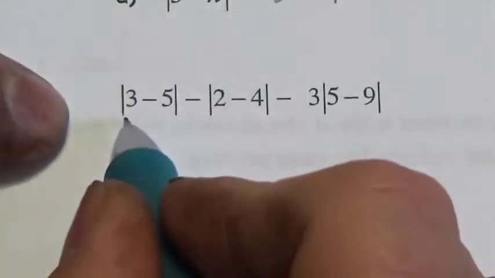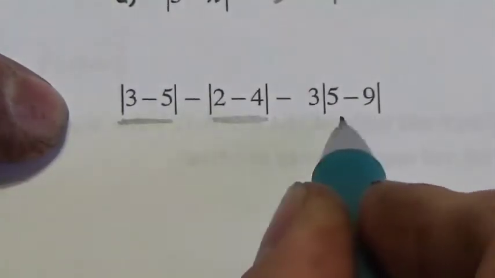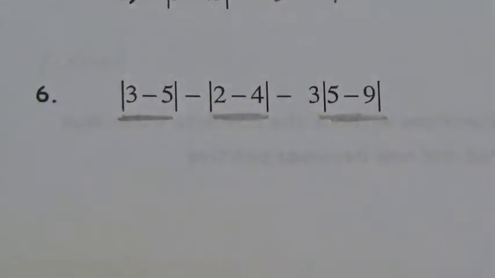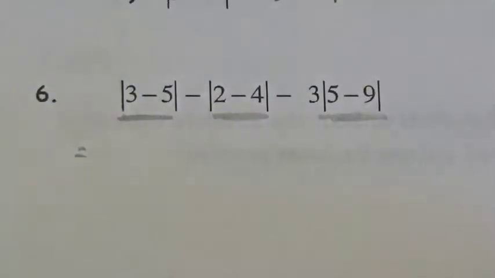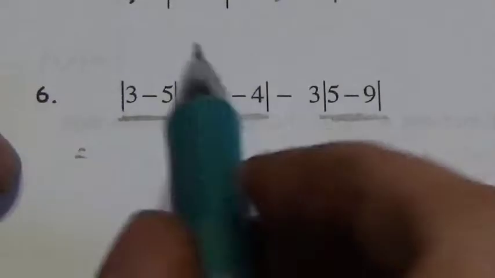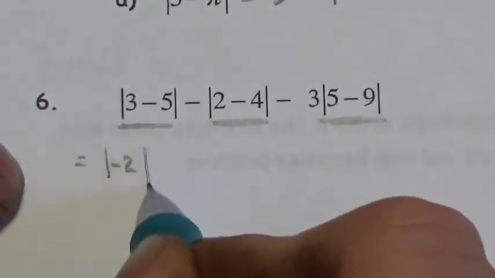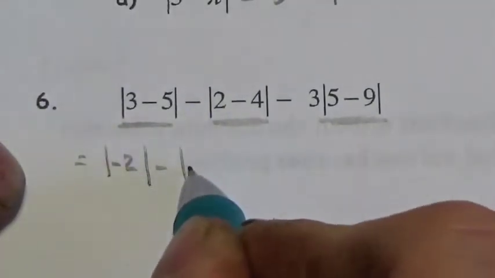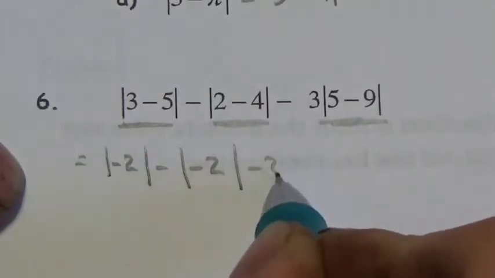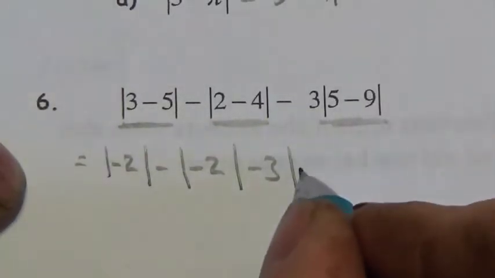All right, now let's make it a little bit more complicated by throwing more stuff in here. Now bear in mind, every pair of bars there is your absolute value. So now let's figure out what's going on inside of these first, because remember, with brackets, you always do what's inside first. So 3 minus 5 is negative 2. 2 minus 4 is negative 2. 5 minus 9 is negative 4.